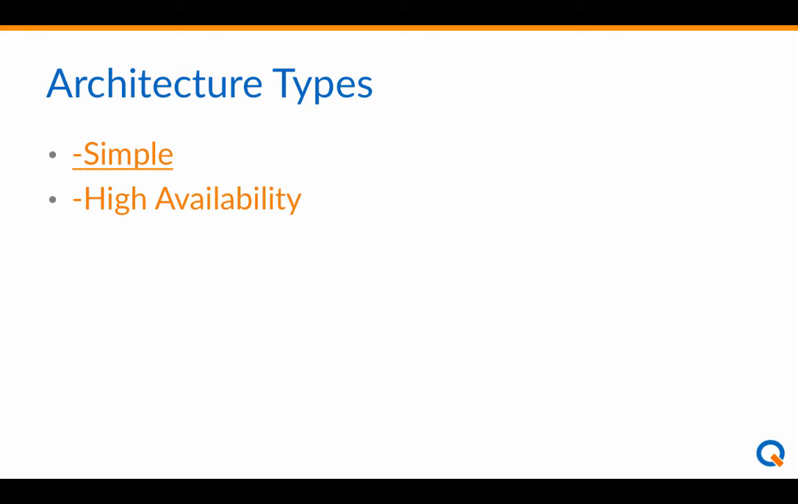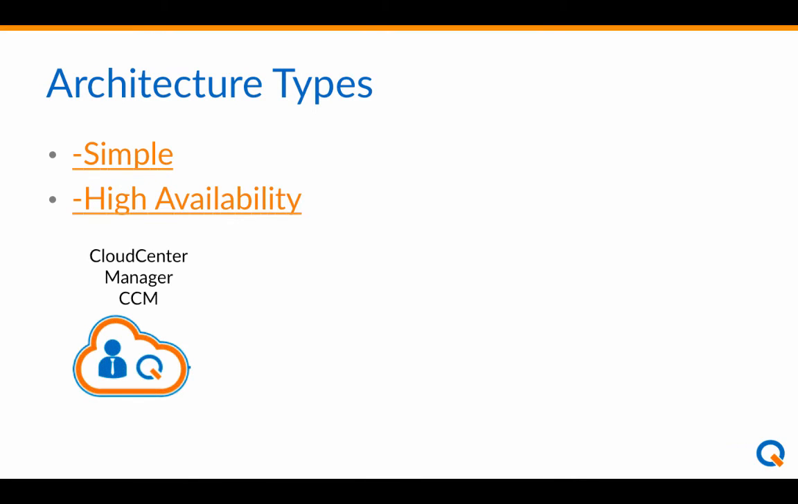CloudCenter has both simple and high availability installation architectures. In both cases, it's a distributed architecture with the following main architecture components. The CloudCenter Manager Appliance, also known as the CCM, that delivers the UI, governance, and policy. The CloudCenter Orchestrator Appliance, also known as the CCO, that interprets the application profiles into Cloud API commands.